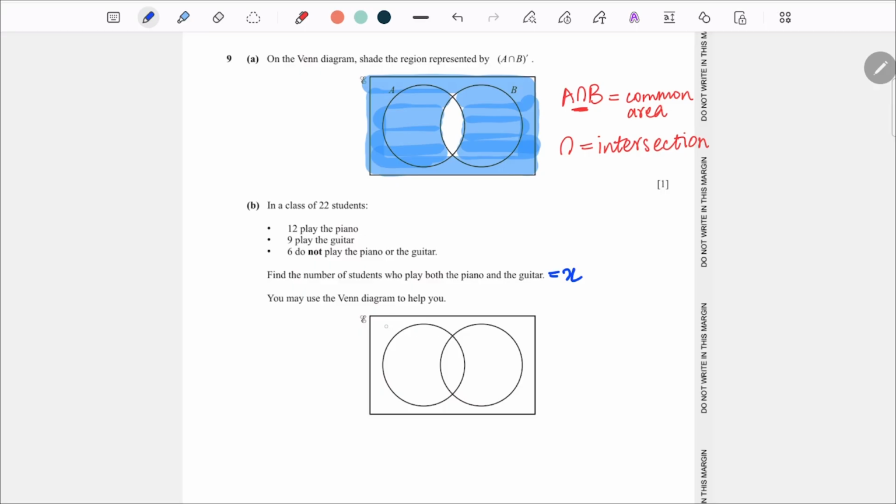I label the Venn diagram. This is for the students who play piano. This is for those who play the guitar. So those who play the piano and the guitar are X. I'll put X in the center.